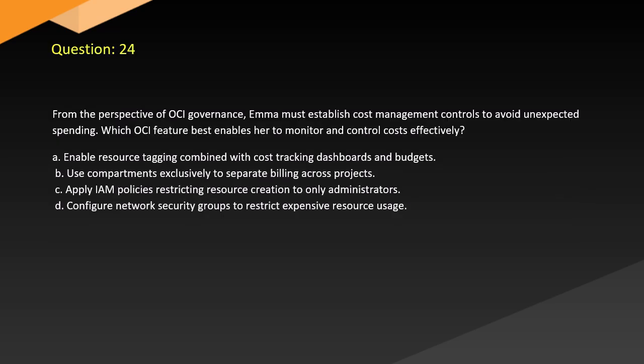Question 24. From the perspective of OCI governance, Emma must establish cost management controls to avoid unexpected spending. Which OCI feature best enables her to monitor and control costs effectively? A. Enable resource tagging combined with cost tracking dashboards and budgets. B. Use compartments exclusively to separate billing across projects. C. Apply IAM policies restricting resource creation to only administrators. D. Configure network security groups to restrict expensive resource usage.